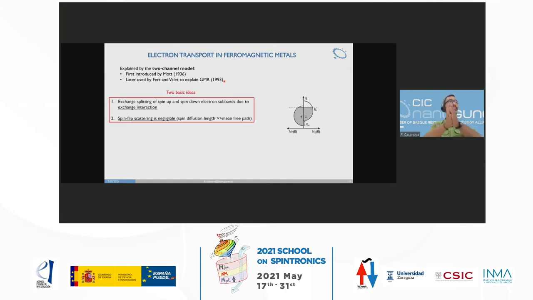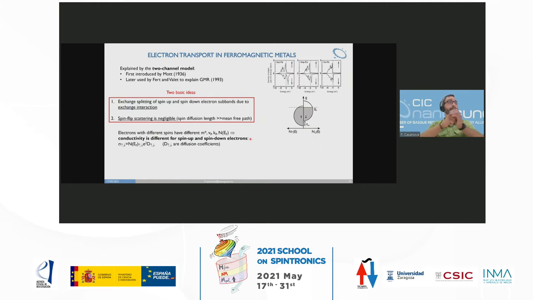The basic ideas that you need to have are two. One is that in a magnetic material, due to exchange interaction, you have an exchange splitting of the spin up and spin down sub-bands. There is a shift in energy. Because of this, at the Fermi energy, the density of states is different for one case and the other. Another thing to take into account is that we assume that the spin-flip scattering is negligible. So the electron moving in the ferromagnet scatters many times before the spin is lost. That was mentioned by Jose Mari. So the spin diffusion length has to be larger than the mean free path.